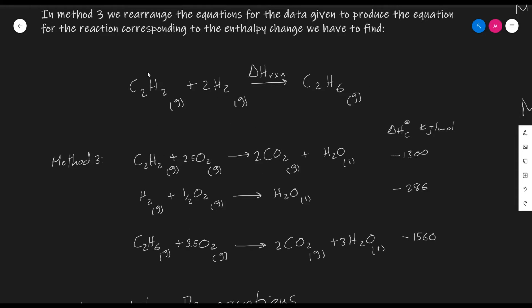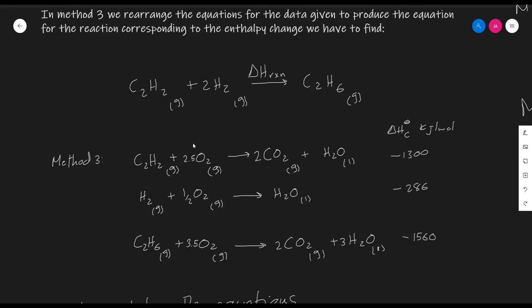Thus, C2H2 here, I have 1 mole of C2H2 in the main equation, and it's a reactant. And it's over here in the first equation, it's a reactant, which is the same. Thus, we're good to go in terms of its position as a reactant or a product, and I have 1 mole. Thus, this equation is ready.